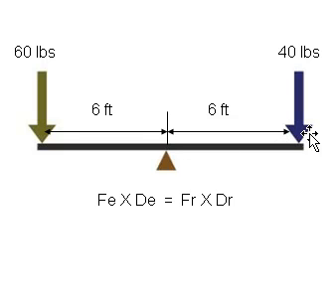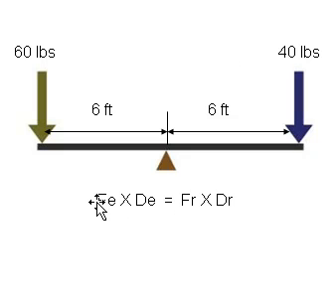Since the distances are the same and the only thing that's different is the forces, the person who weighs 60 pounds is going to go down and the person who weighs 40 pounds is going to go up, with a difference of 20. But as an engineer, we've got to be able to prove that.